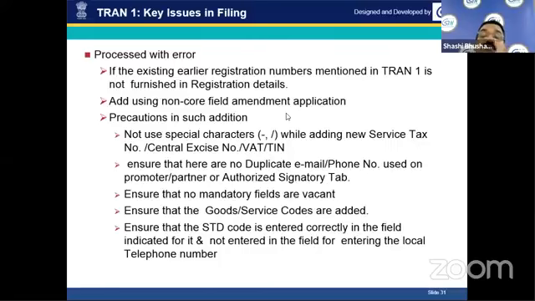Another problem we have noticed is that the STD code field should not be blank if you are giving a landline number. The STD code should be mentioned in the field provided for STD code and not together in the local telephone number field. So if you take precautions, we are sure you will not face problems. You will be able to save, sign and file this non-core amendment application and then take credit in the TRAN 1 form.